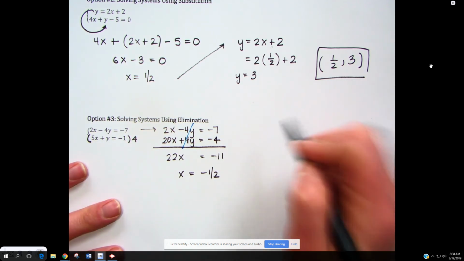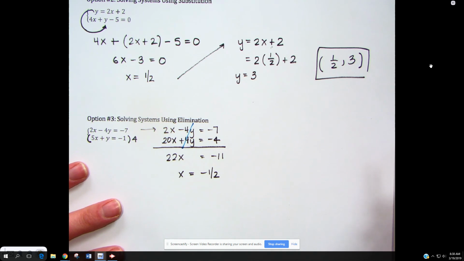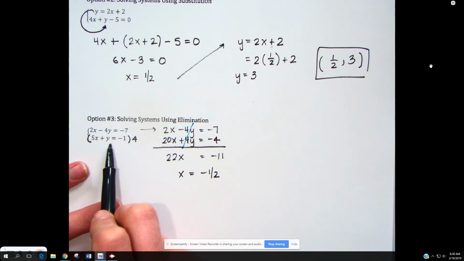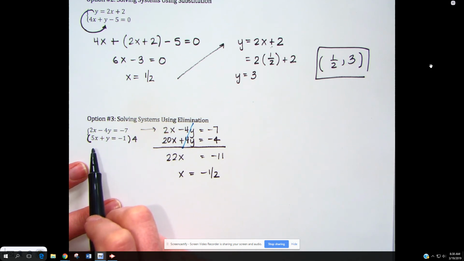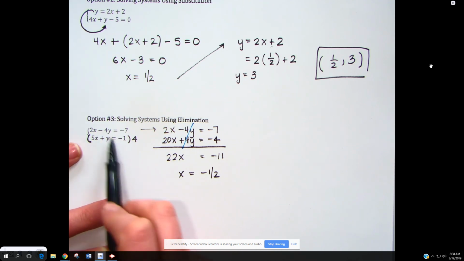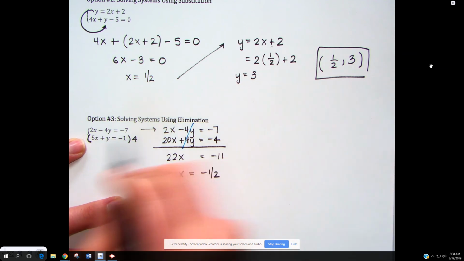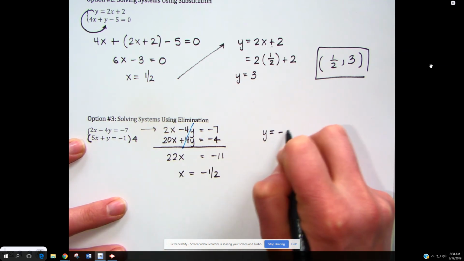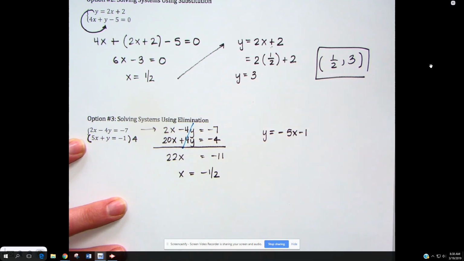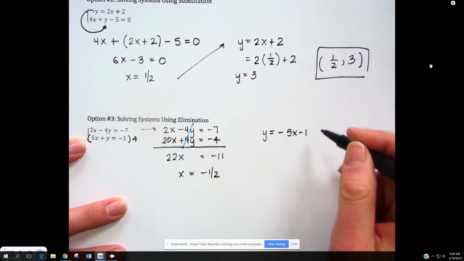And finally, we have to go back and we have to solve for our y value. You can return to either equation. I usually look for one that's easier to work with. Maybe everything's positive, so I won't make errors. Here, I kind of like the second one, because if I took that second equation, I could rewrite it as y equals -5x minus 1, and I'd have a direct route to y. I wouldn't have to divide at the end.